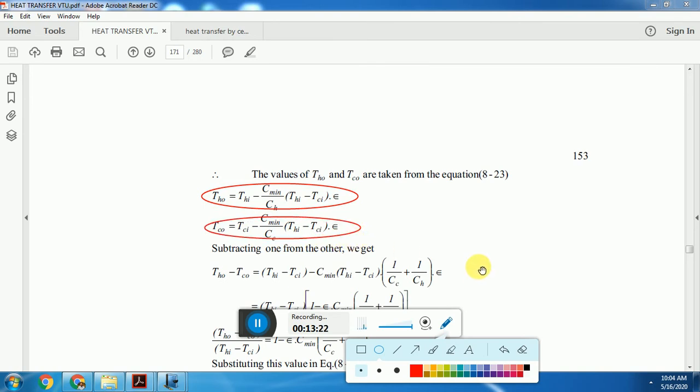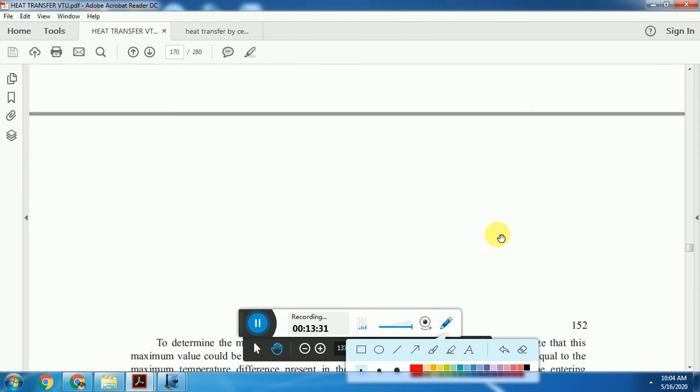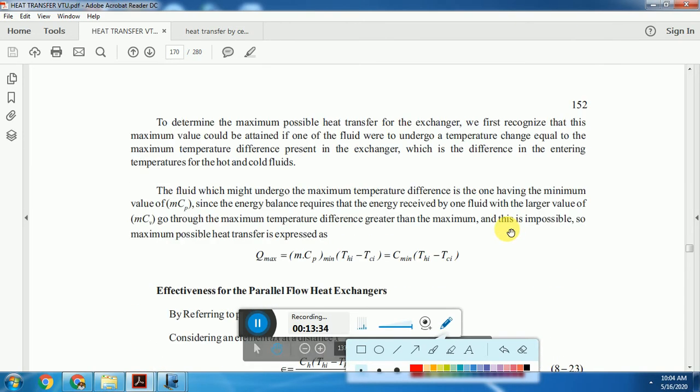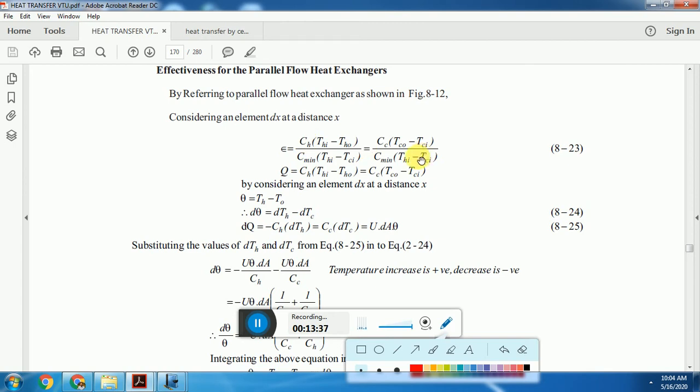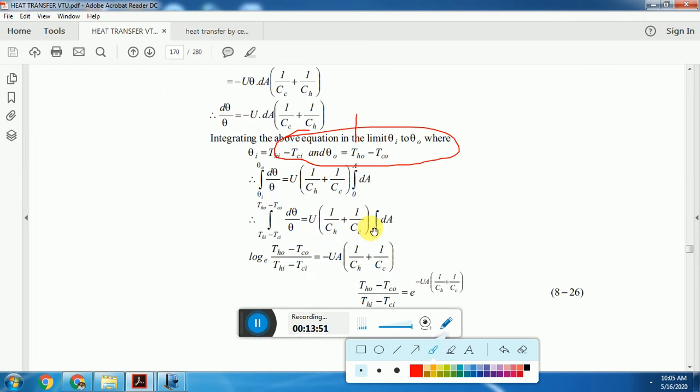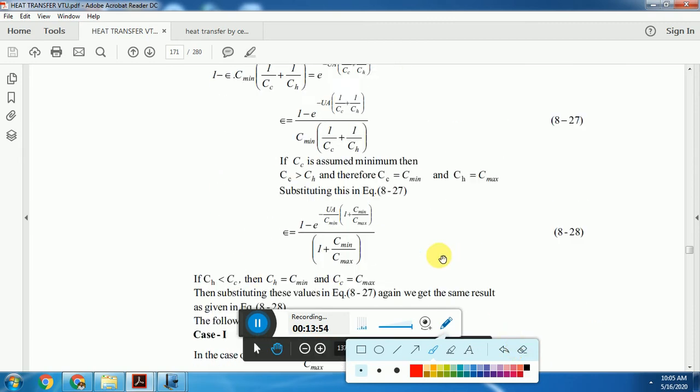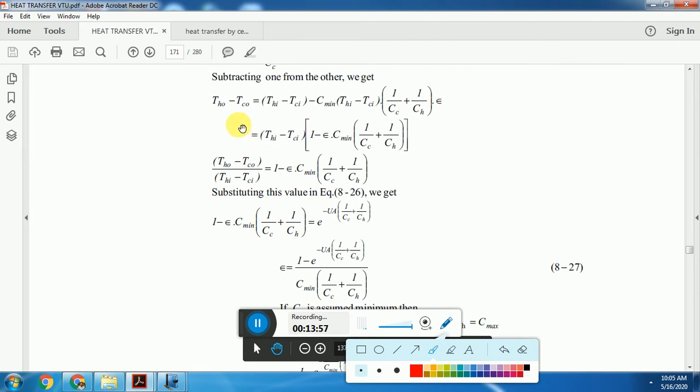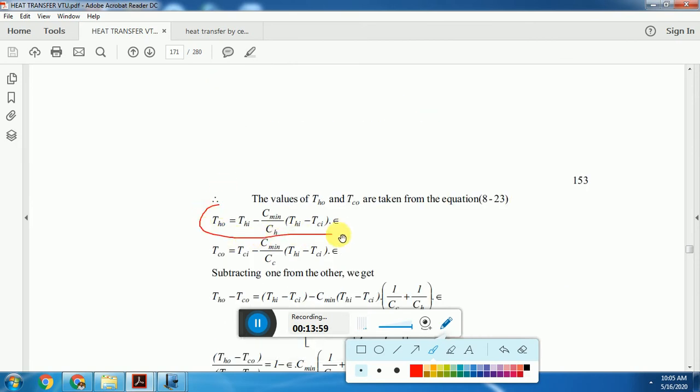Again simplifying, for the second term, if I simplify it for tc naught, I will take equation 8.23. From this equation 8.23, if I take tc naught and th naught and simplify these two equations to get th naught and tc naught, I will get th naught is equal to this one, and tc naught, this is from equation 8.23.